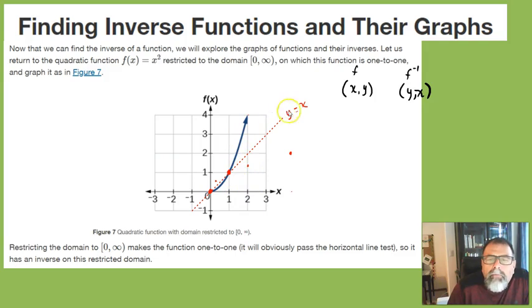And if you had this on a piece of paper and you folded the paper on this line y equals x, the two halves would match up. So you think of the mirror image of that point, and then it goes out that way. So this is going to be f inverse of x, which is the square root function.